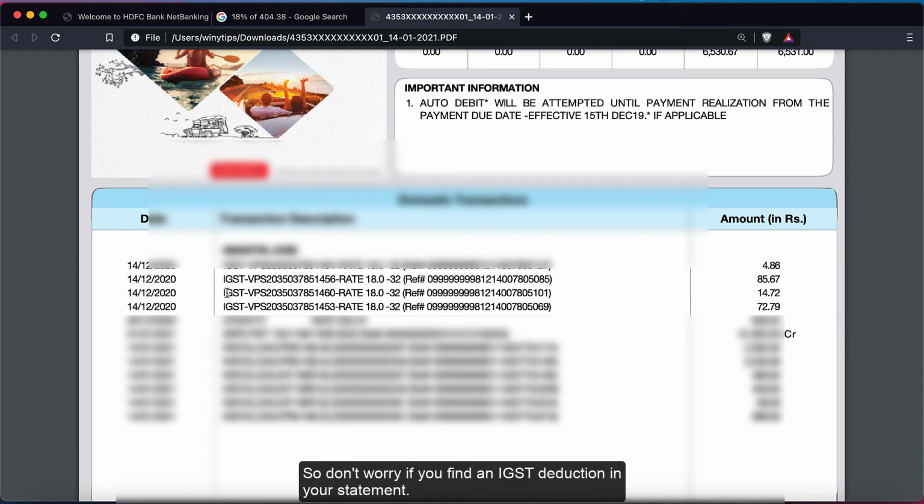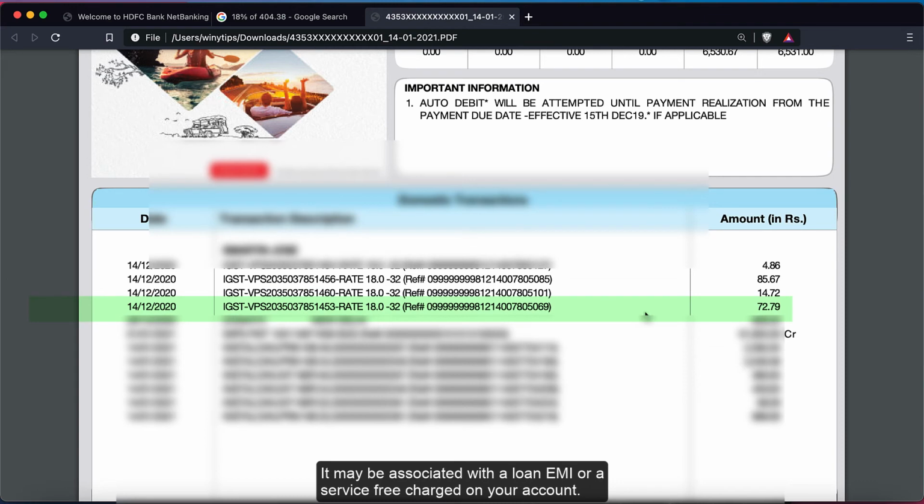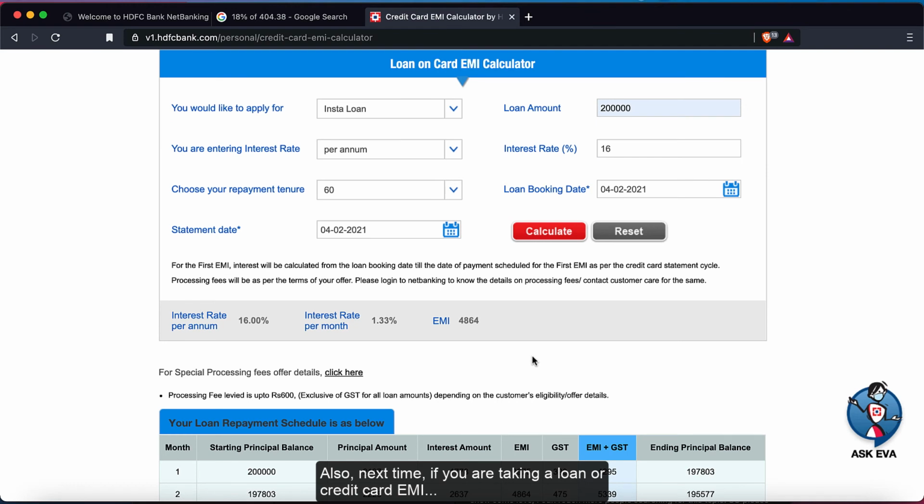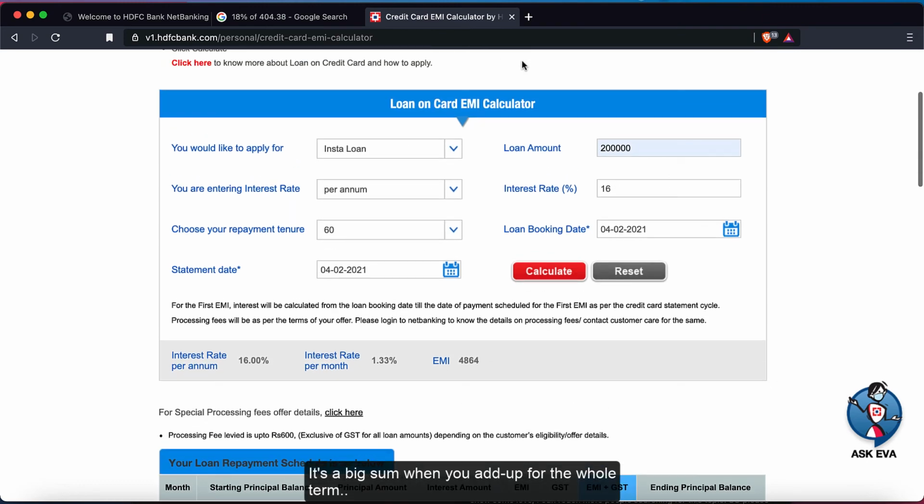So don't worry if you find an IGST deduction in your statement. It may be associated with a loan EMI or a service fee charged on your account. Also, next time if you are taking a loan or credit card EMI, remember to calculate the GST implication at 18%. It's a big sum when you add up for the whole term.